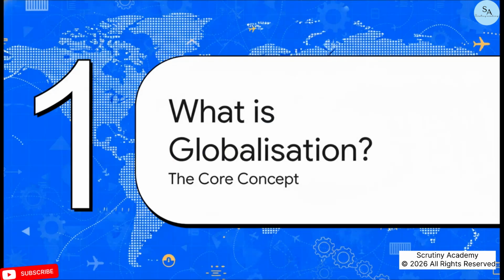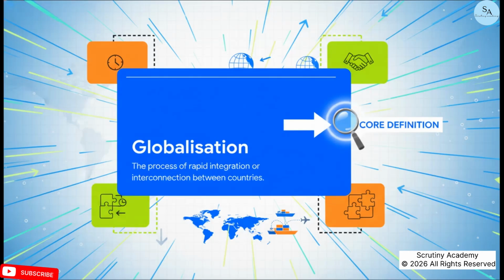Okay, first up, the big one, the absolute core concept. You've got to know what globalization actually is. And there it is. Seriously, pause and burn this into your brain. Globalization is the process of rapid integration or interconnection between countries. Why am I so obsessed with this exact sentence? Because using this exact phrasing is an easy, guaranteed one-mark win. It's the foundation for everything else we're about to talk about.